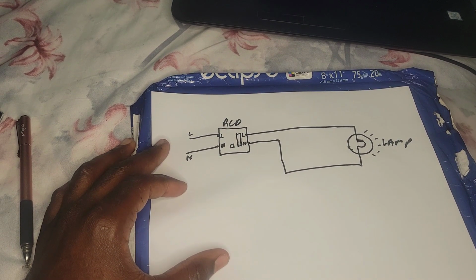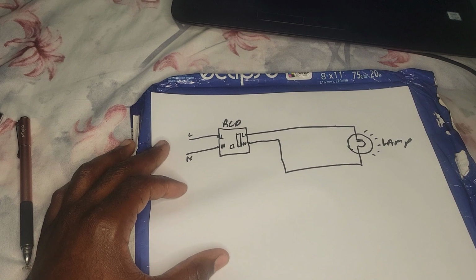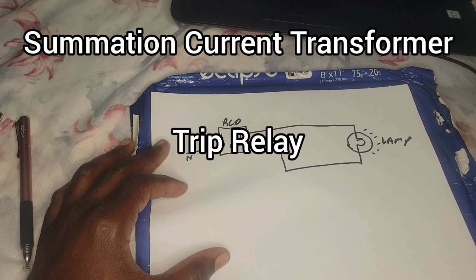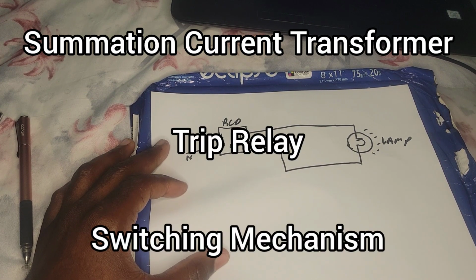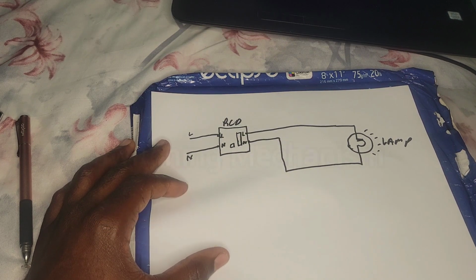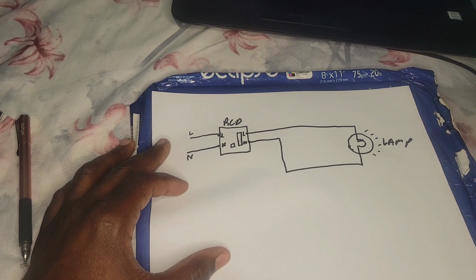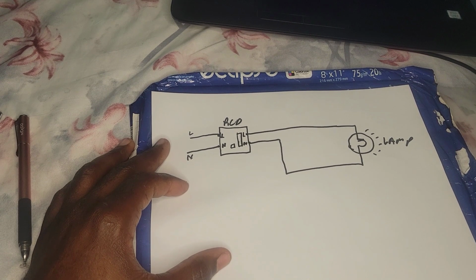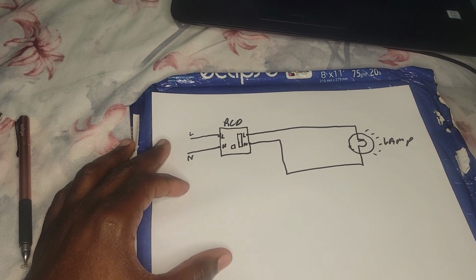All RCDs have three things in these devices to help them carry out their duty: a summation current transformer, a trip relay, and a switching mechanism. Let me go over them again. Summation current transformer, trip relay, and switching mechanism, right? All RCDs work with these principles in place to become an RCD.